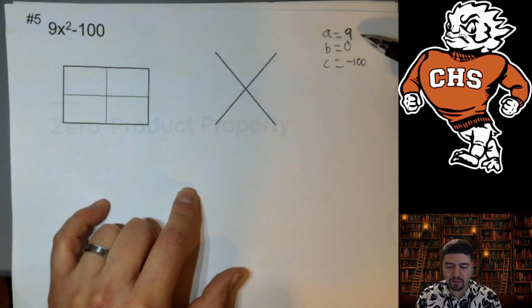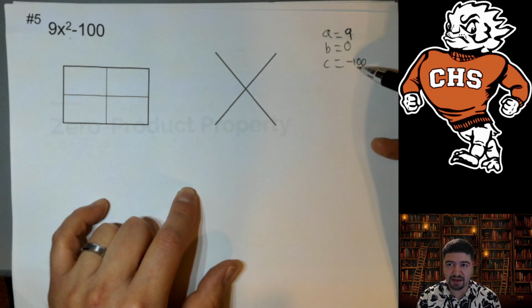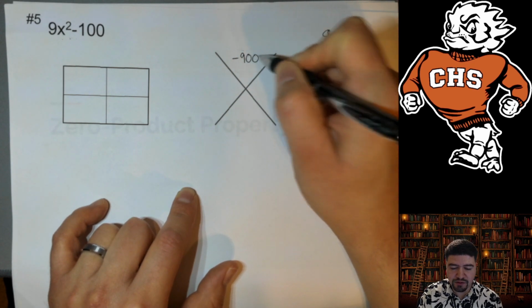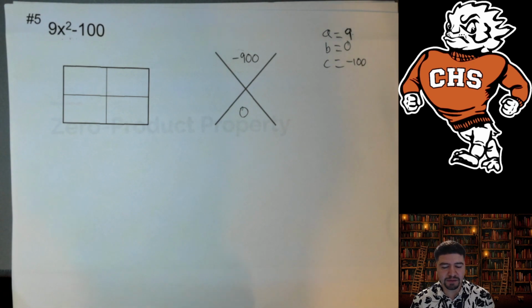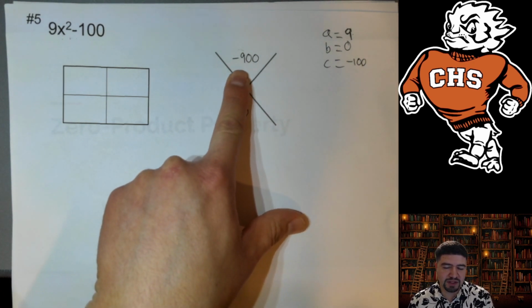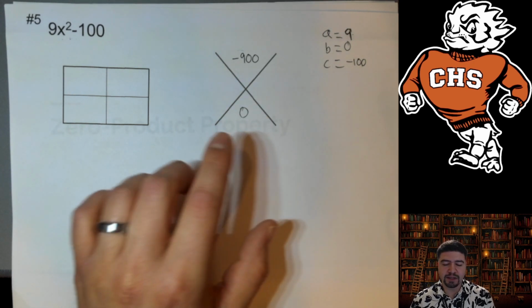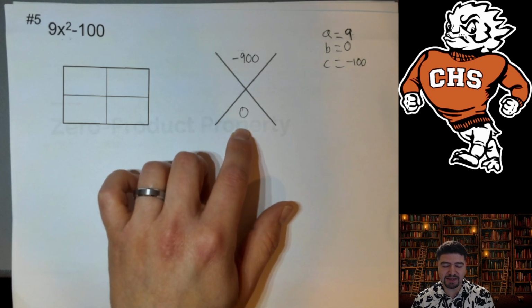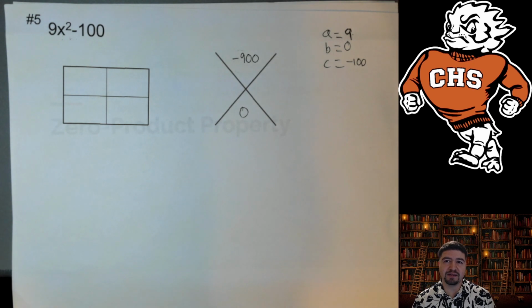Okay, so we have a times c, and we can actually get a number this time. So 9 times negative 100, negative 900. B is 0, that goes on the bottom. So in this case, what we have to look for is a number that multiplies to negative 900 and adds to 0. So if we want two numbers to add to 0, that means they're going to have to cancel each other out. They're going to have to be opposites. So think of two numbers that are opposites of each other that cancel out.